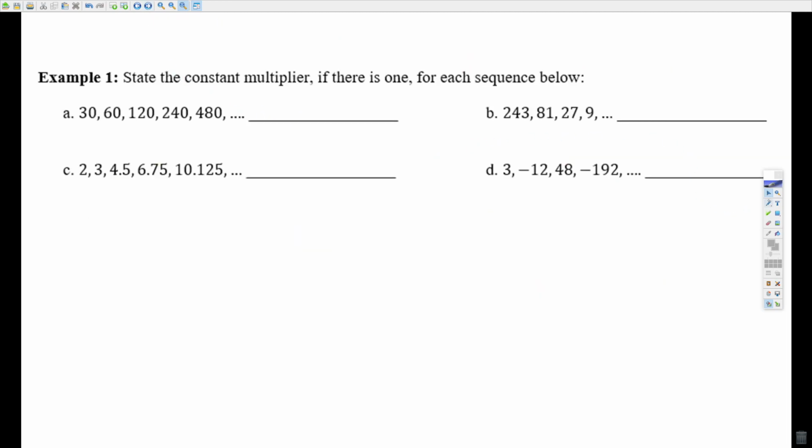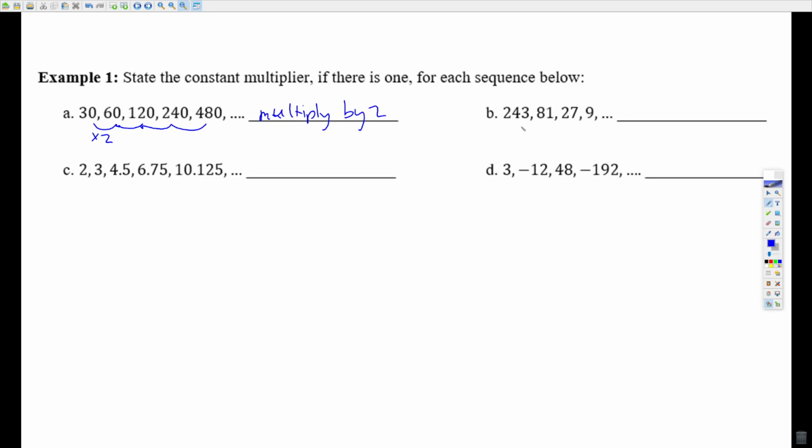So for our first example, we're just going to go through and state what the constant multiplier is if there happens to be one. So for our first one, we're trying to figure out how do we go from 30 to 60, 60 to 120, and so on. That would be pretty simple to think about, I think, which would be multiplying by 2.